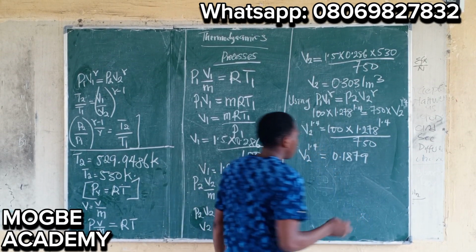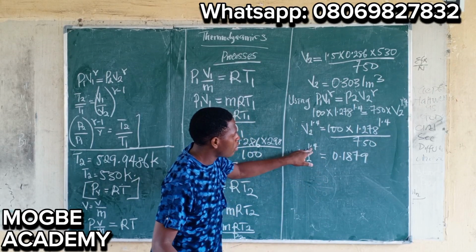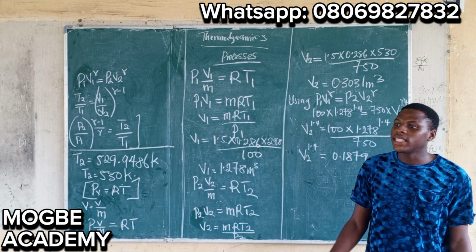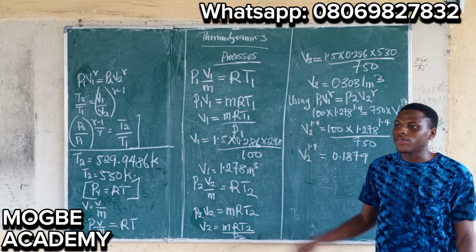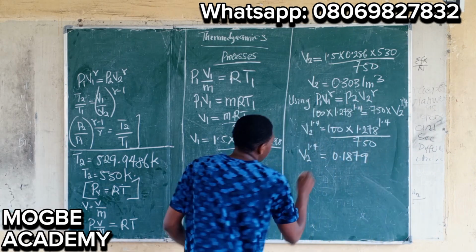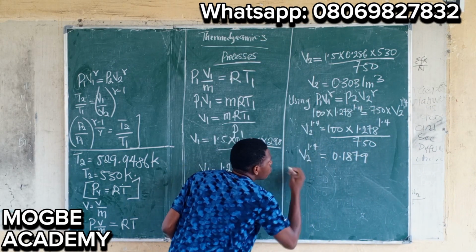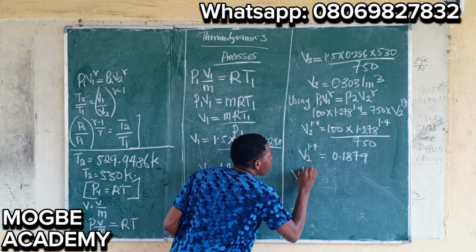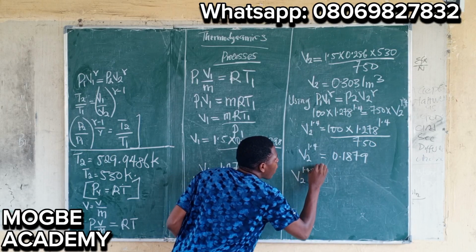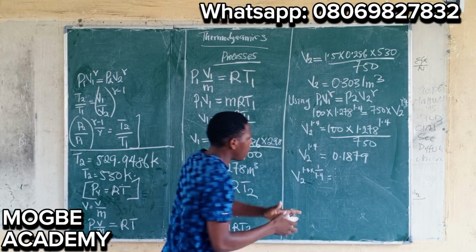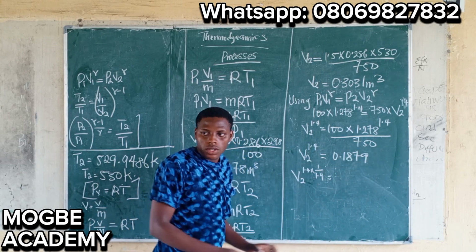1879. But we've not removed this 1.4. How do we remove it? We can take 1 over 1.4 to remove 1.4 from this. You understand? To remove this 1.4 on this other side, it will be V2 raised to the power of 1.4 multiplied by 1 over 1.4.